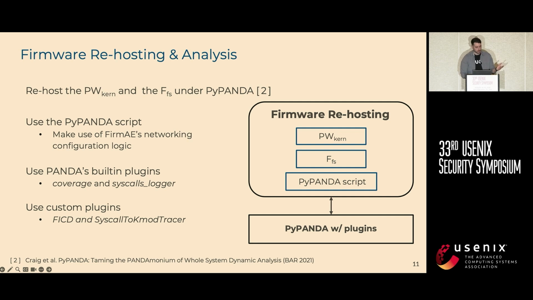Now, once the Pandawan kernel is available, then Pandawan proceeds to rehost that kernel along with a modified version of the target firmware's file system using the PyPanda dynamic analysis system. To use PyPanda, Pandawan relies on a PyPanda script that also incorporates the FirmAE's networking configuration logic to provide networking connectivity to the target firmware. Now, through this script, Pandawan can also use Panda's built-in plugins like Coverage and Syscalls Logger, and also custom plugins like FICD, which is the implementation of the FICD technique, and the Syscall to K-mode tracer plugin, which I'm going to mention what it does in a little bit, to holistically rehost and analyze our target firmware.